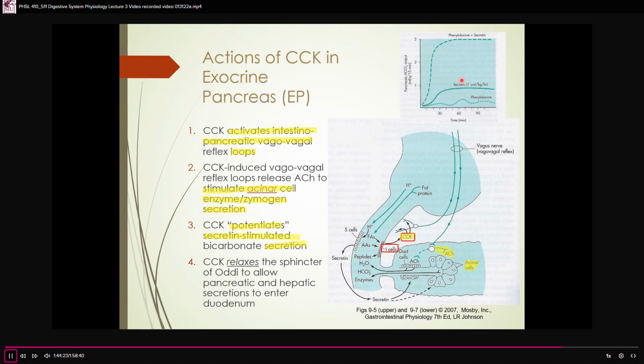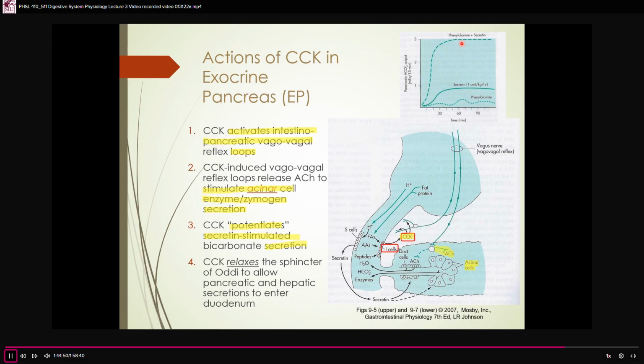If you give the secretin in conjunction with a small amount of phenylalanine similar to what you gave down here, you get a much, much higher response than what the expected additive effect would be. And that heightened response is what we call that exaggerated, potentiated, synergistic effect. And so it helps to give this synergistic boost or potentiation to secretin action.